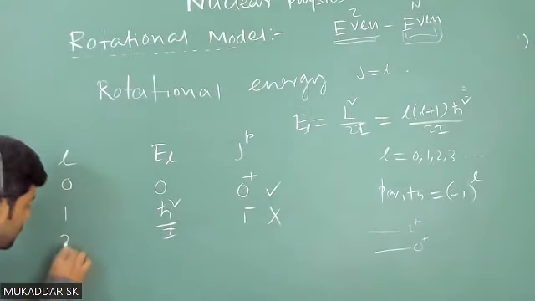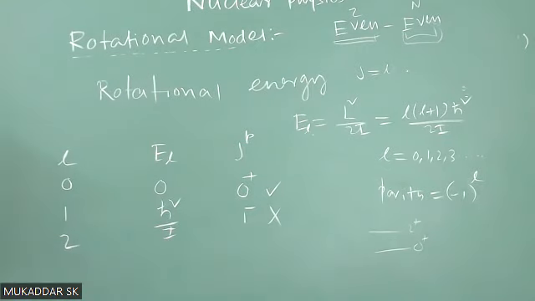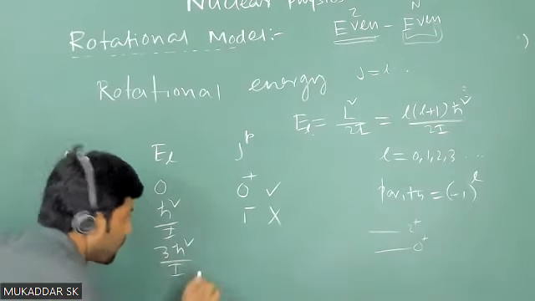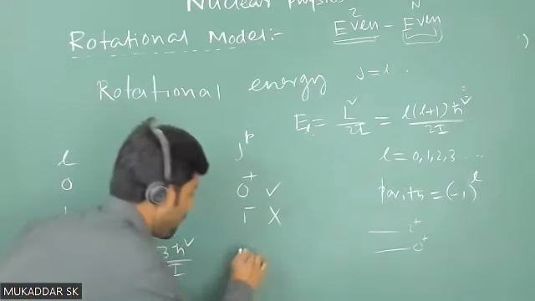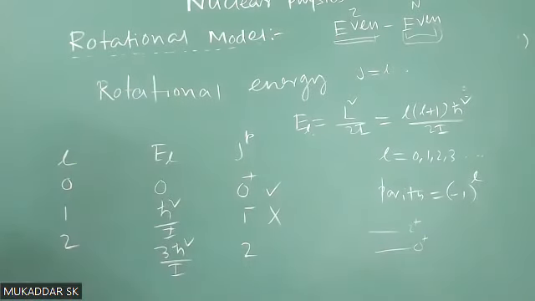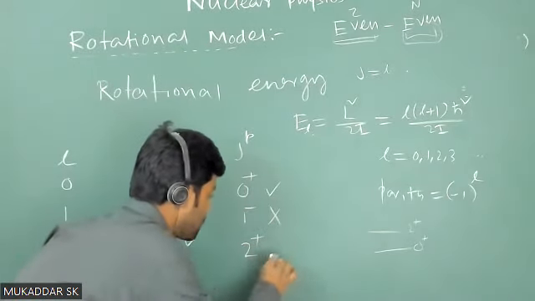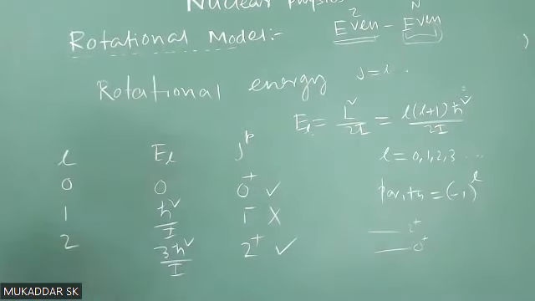Next value of L, that is 2. And what is the possible value of EL here? That will be 2 into 3, that is nothing but 6 h cross square by 2I, that is nothing but 3 h cross square by I. This state will have J value equal to L. And of course, when L is even here, the parity will also be even. But that is perfectly fine.